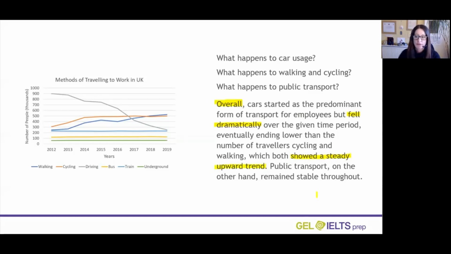Public transport, we've kept the wording that we used before. It's good wording to use, remained stable throughout. And also notice that here we use a phrase to show contrast. On the other hand, now remember that one of the important parts of IELTS Academic Writing Task 1 is comparison. So by using phrases like this, we're comparing one piece of information against the other, and that's going to help us to get higher marks.